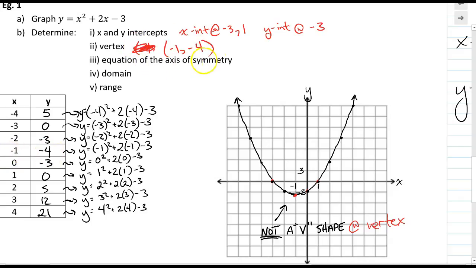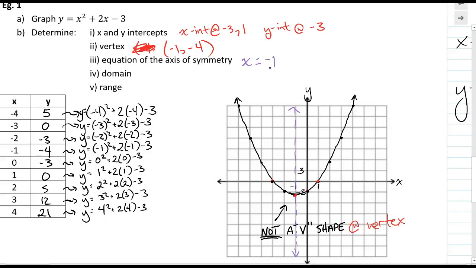My equation for the axis of symmetry is the x coordinate of my vertex. It's this line. Every line needs an equation. A vertical line is always set to x equals, and in this case it's -1.